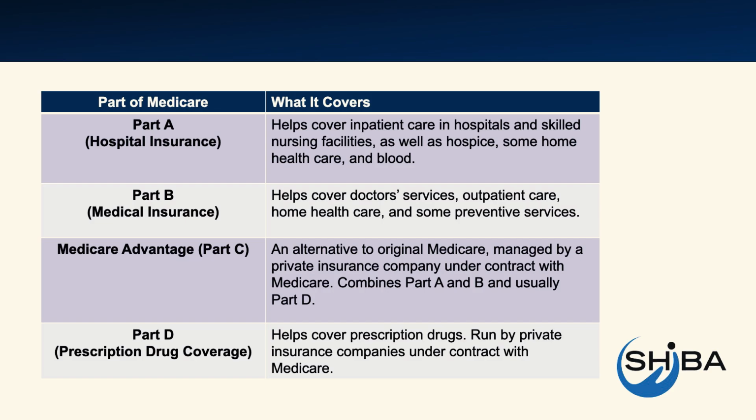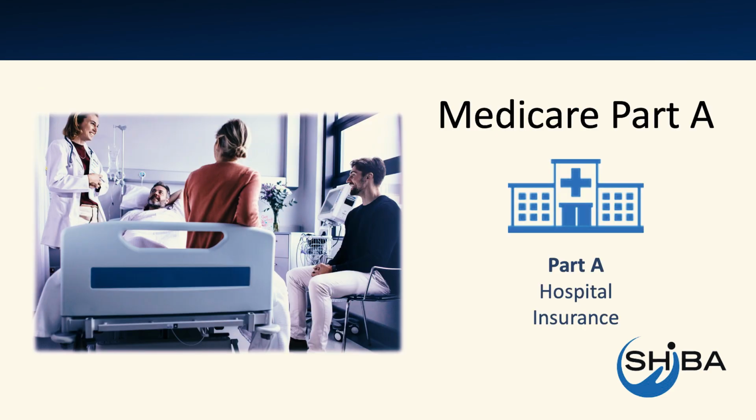Part D helps cover the cost of prescription drugs. These plans are run by private insurance companies that follow rules set by Medicare. Part A helps cover the cost of inpatient care in hospital and skilled nursing facilities. It also covers the blood you may receive as an inpatient in the hospital, home health care, and hospice care.